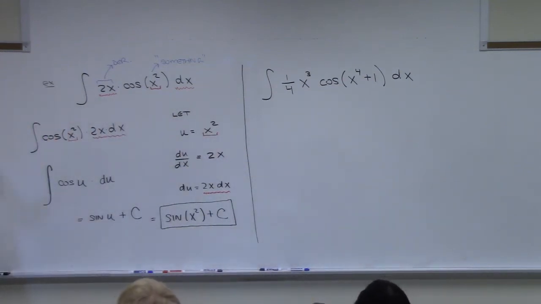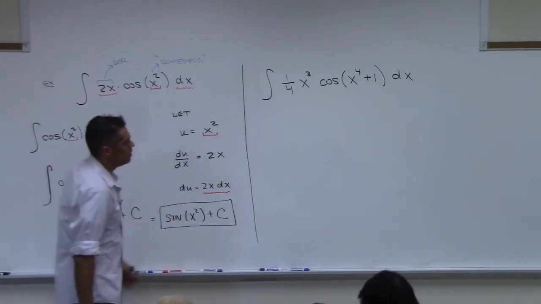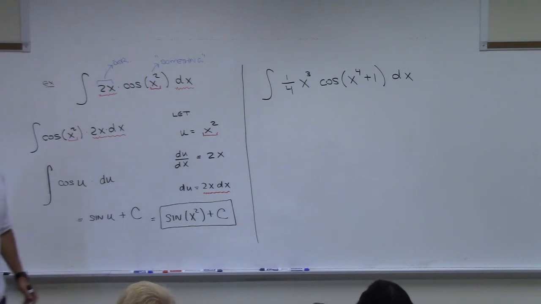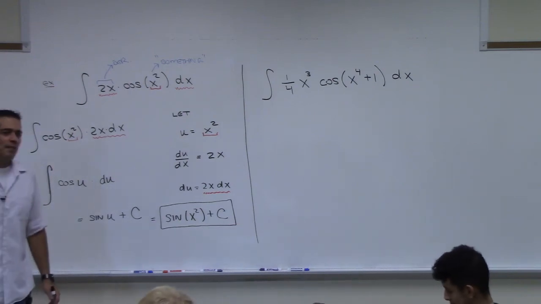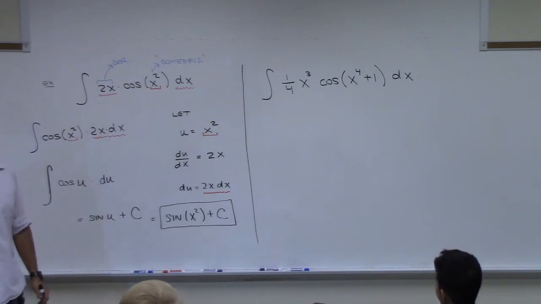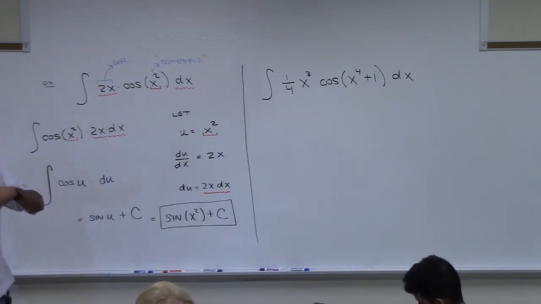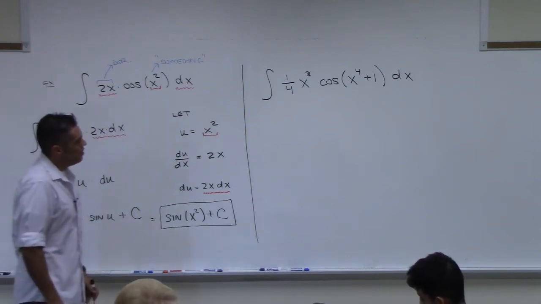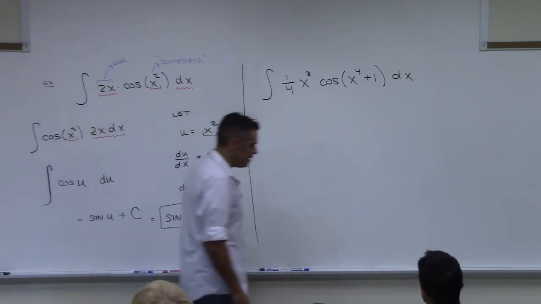I'm sticking with this cosine thing just because I don't want to go too crazy here yet. All right, so you look at that, and right off the bat, you should be like, I don't know what the antiderivative of that is from Cal 1. Okay, so do we see something in its derivative?